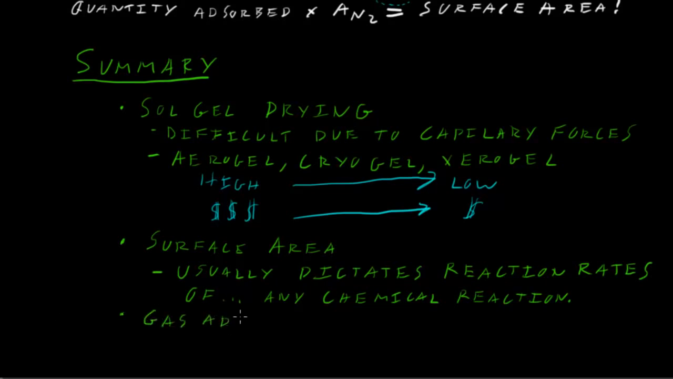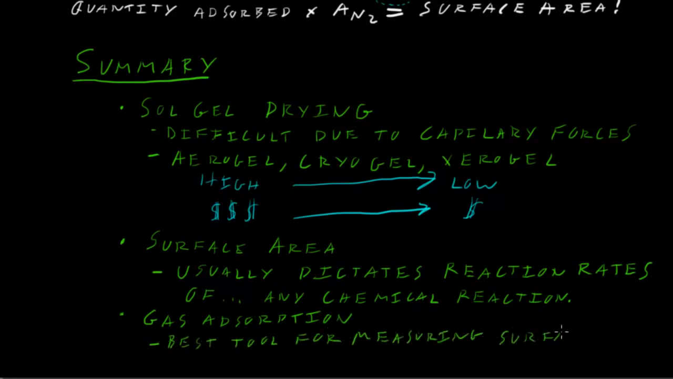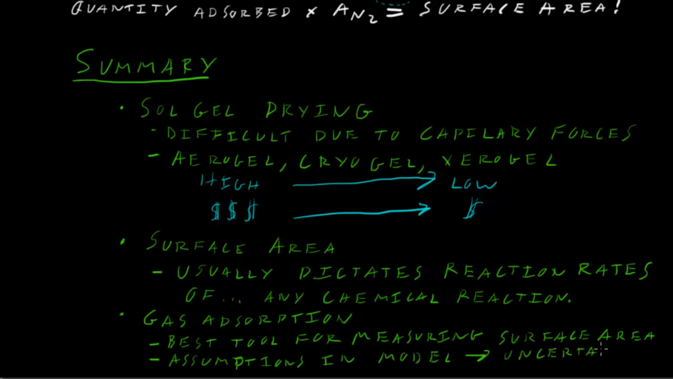Now, the best way to measure the surface area is to use a gas adsorption technique. It's the best tool that we have for measuring surface area, but it makes some assumptions inside that model which increases the uncertainty of it. So it's very useful as a comparison tool, and it's the best one we have.